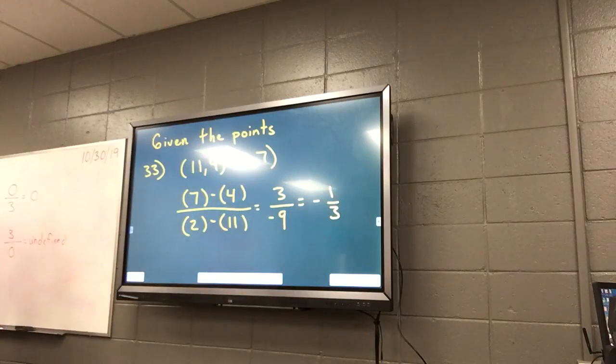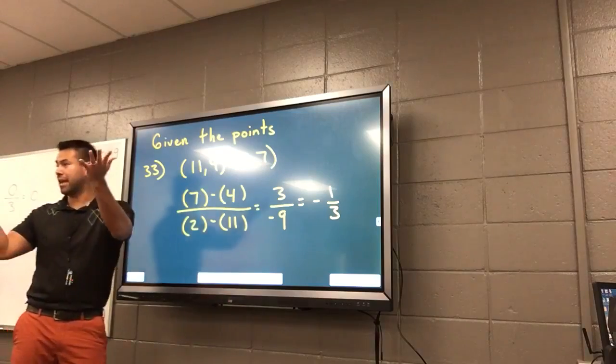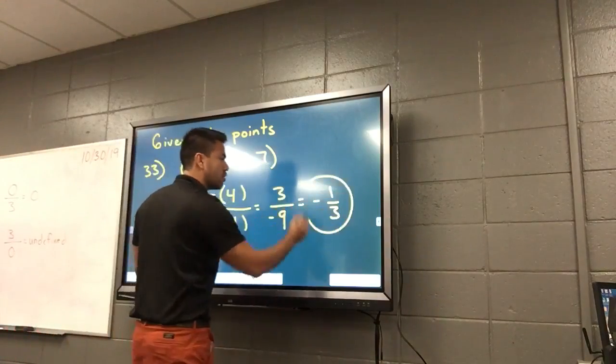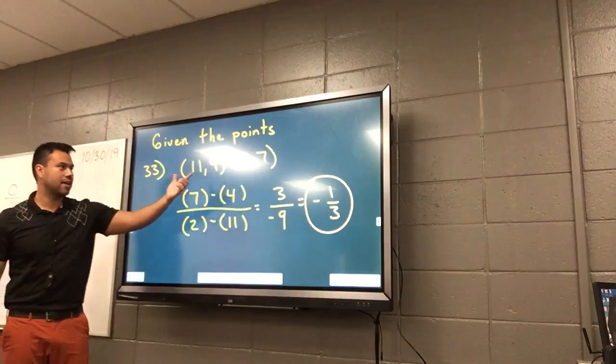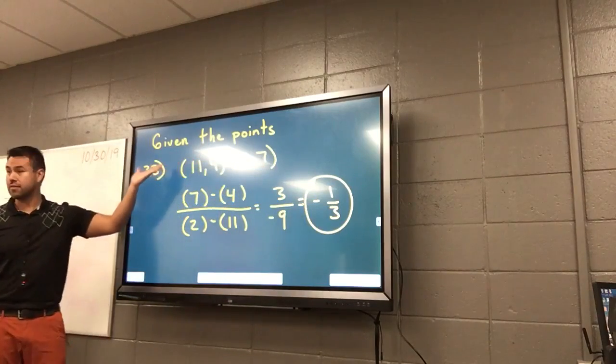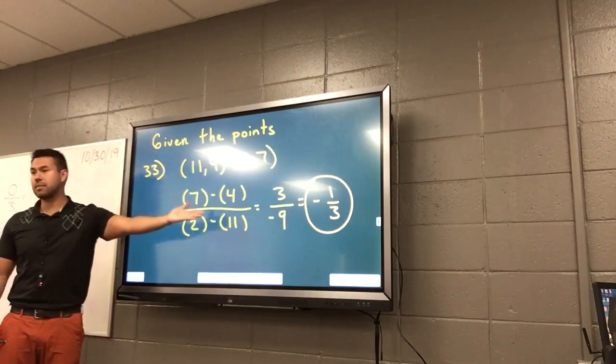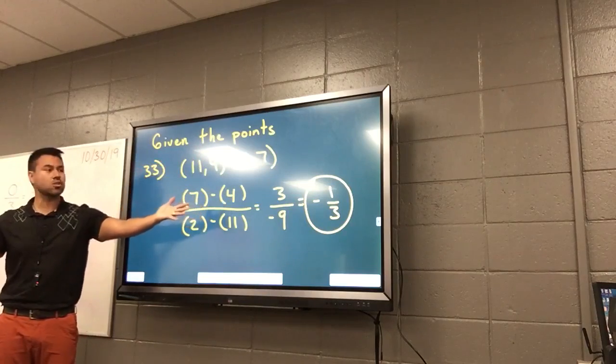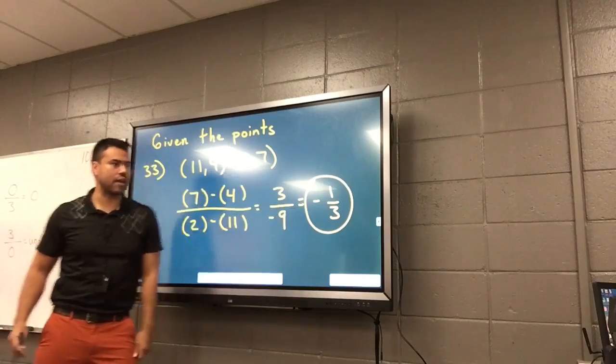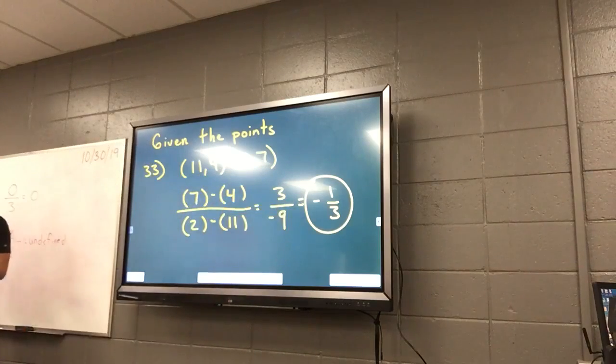What's your M value? Negative 1/3. Good, negative 1/3. What does M stand for again, guys? Slope. So if they say M equals blank, you're going to find the slope, negative 1/3. How many of you did it with the 2,7 in front of the 11,4? And did you get the same answer? Yeah, it's because it's a ratio, so it always will be true for that number. These are easy, aren't they? Yes.